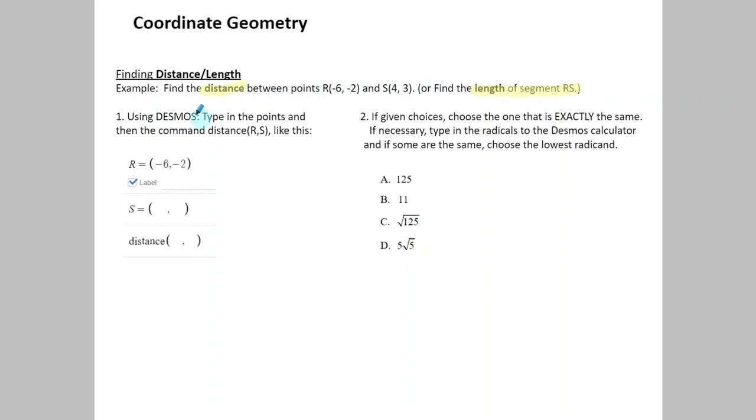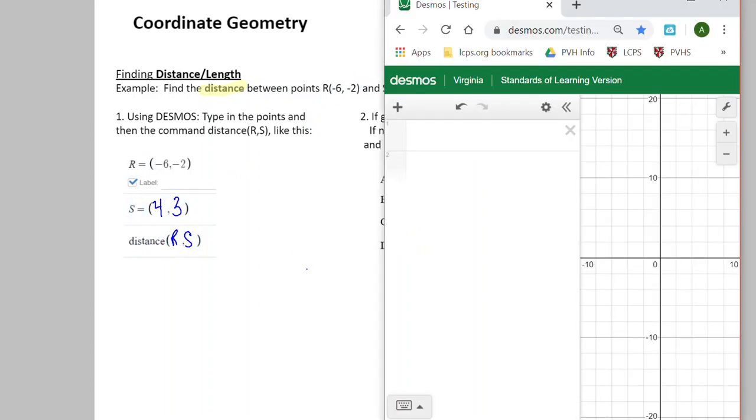We're going to use Desmos for this example. We're going to type in the points and the command distance R, S like this. I've already written for you what it looks like when we type the R in, -6, -2. Next, we would type the S in, 4, 3, write it in so you have a record of what you're studying today, and then distance of the 2 points. Notice because we used capital R like they gave us and capital S like they gave us, we're going to type in capital R and capital S. Let's go ahead and we'll see how that looks in the Desmos program.